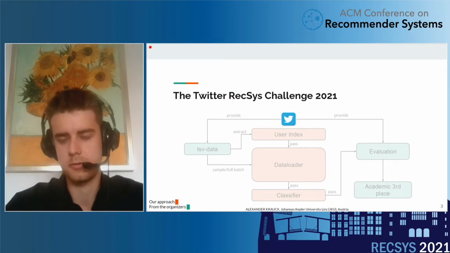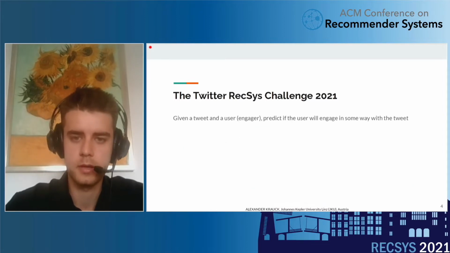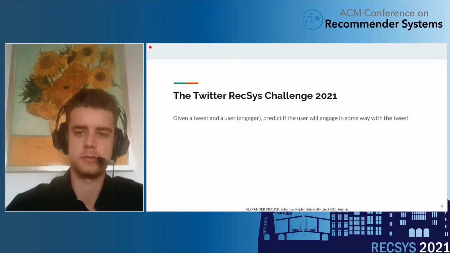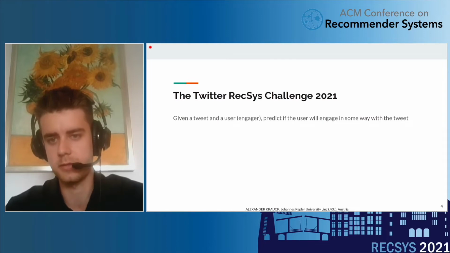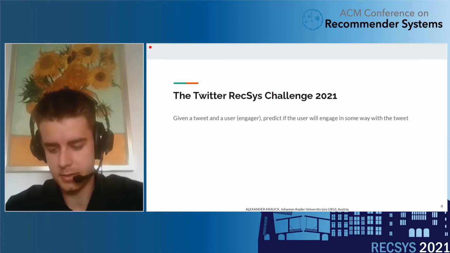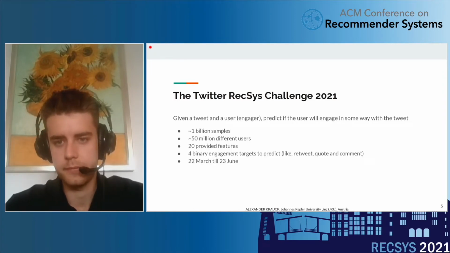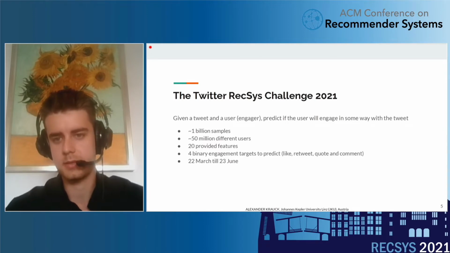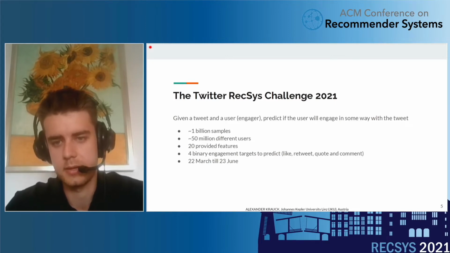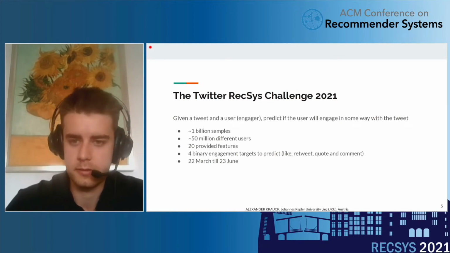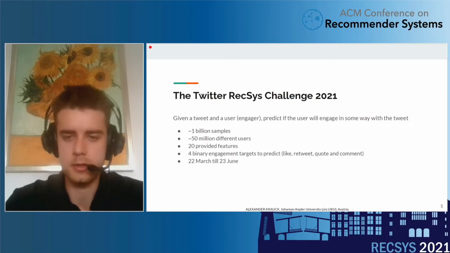I will first describe the challenge again a little bit, even though it was already described before. The task of the Twitter Challenge 2021 was, as already said, that one should predict for a given tweet the engagements that a user would have for this tweet. In this data set, there were around 1 billion samples, and in these 1 billion samples, there were around 50 million different users. And that's quite a lot.